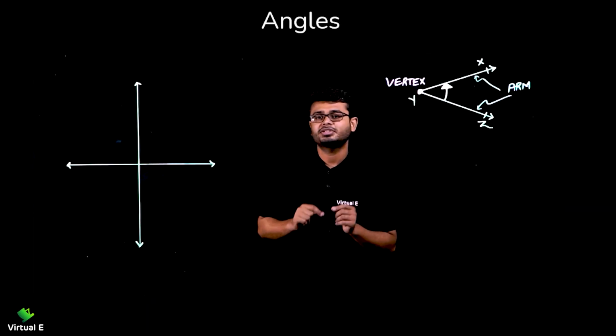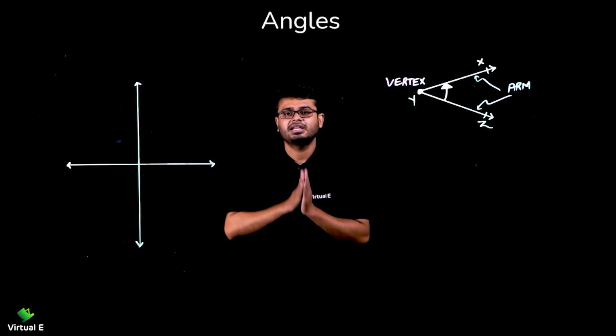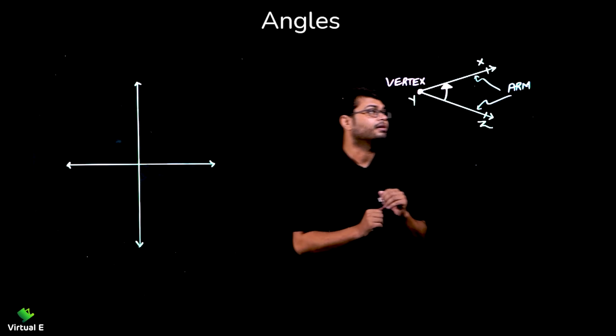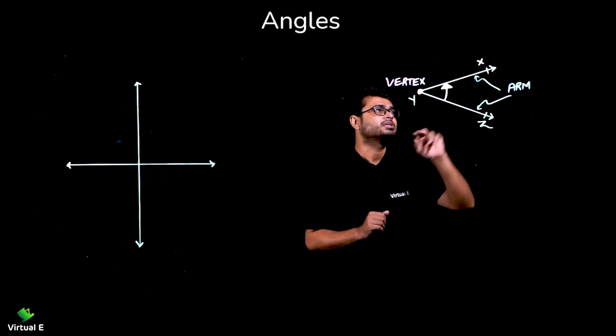Now let's start the discussion about the angles. Before we move on to the types of angles, let's learn the parts of the angle. We know very well, though let's recall one time. So any angle has two arms, right?